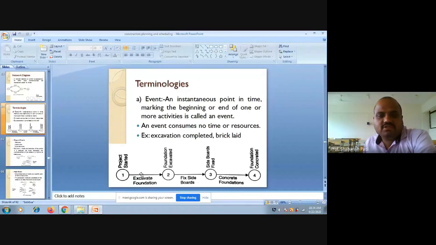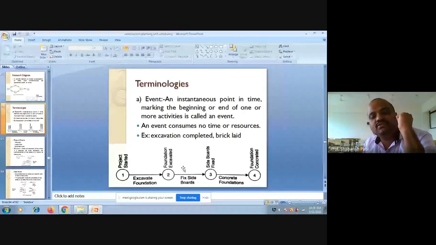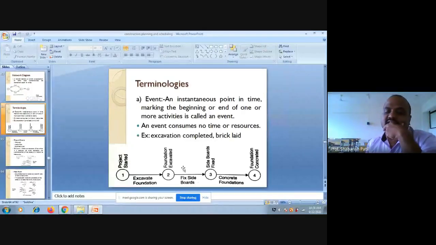And this activity has to stop somewhere at the next event. And what is that event? Foundation is being excavated. Like this, we have to arrange activities and the events. I hope you got the difference between the activity and the event here. Activity is something we are going to execute, and an activity consumes time and resources, whereas an event is the starting or end of a particular activity, and it doesn't consume any time or resources.